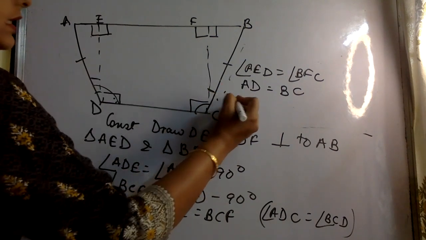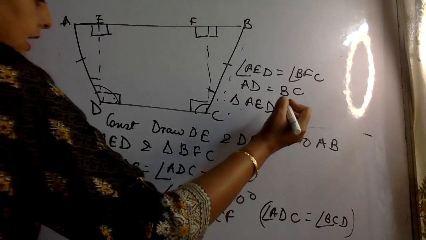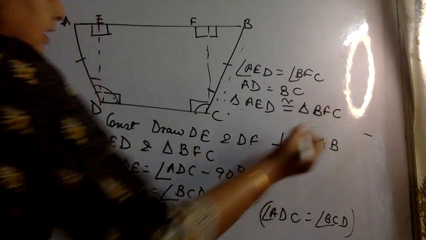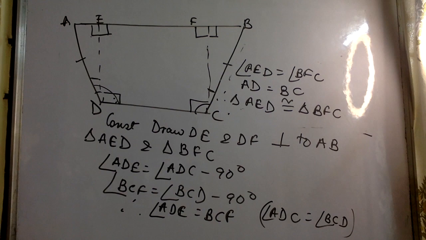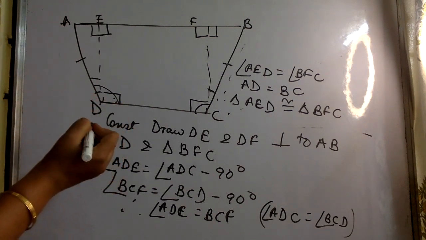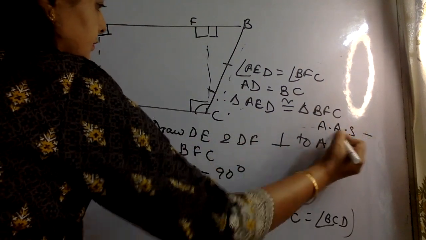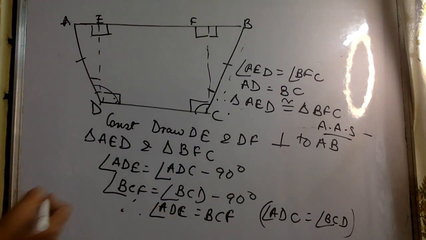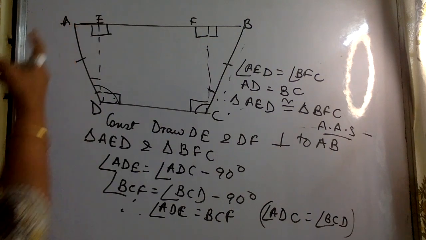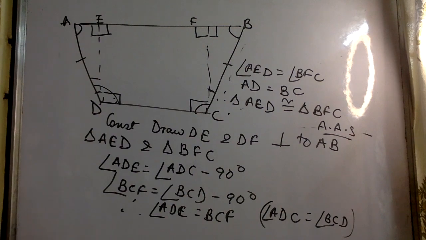Therefore, we can say triangle AED is congruent to triangle BFC, and therefore by AAS. Now what can we say from this? From this we can say that this angle is equal to this angle. So how do we write it?